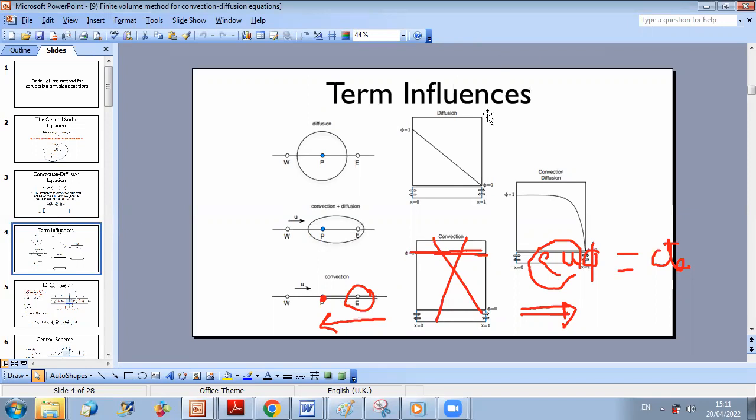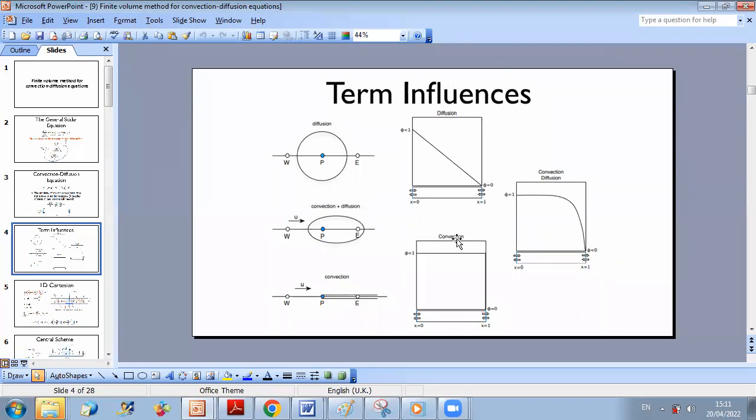And when you have both convection and diffusion at the same time, if we solve for the exact solution, we will have an exponential profile. So we'll try to develop numerical techniques together that will be able to accurately compute cases where you have both convection and diffusion.